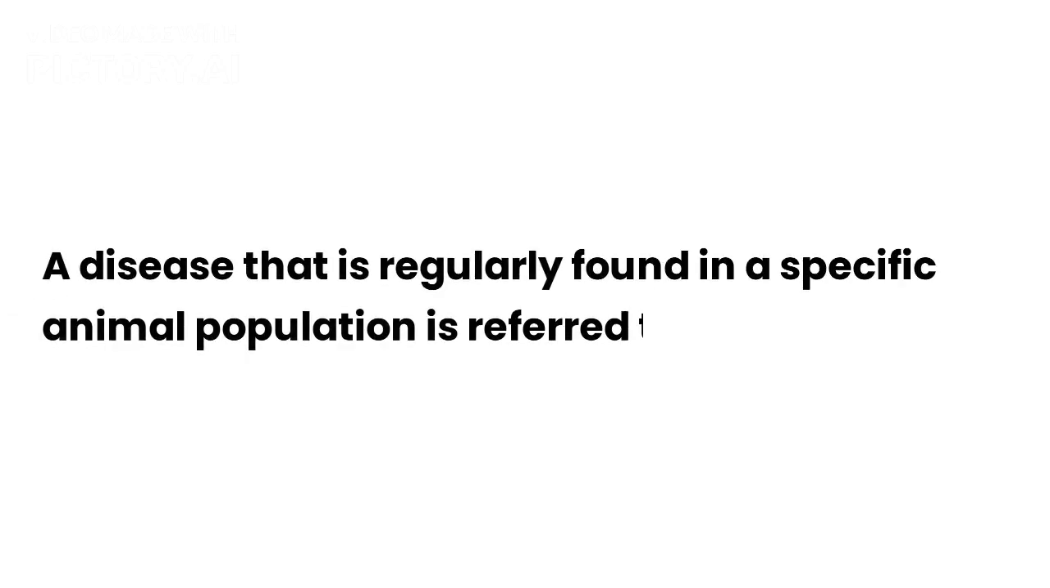6. A disease that is regularly found in a specific animal population is referred to as A. Epizootic. B. Enzootic. C. Epornithic. D. Zoonotic. Answer, B. Enzootic.